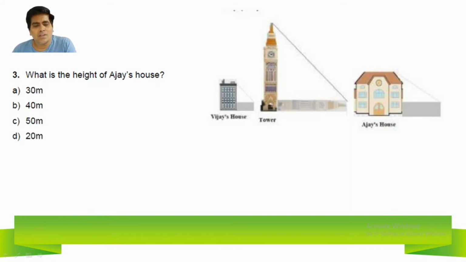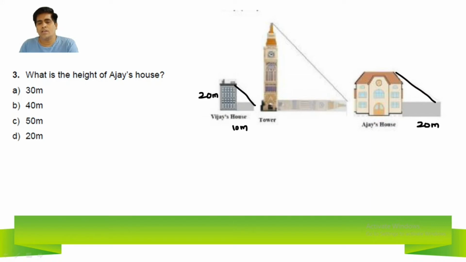What is the height of Ajay's house? Clearly, from the case study, what we noted already, 20 meters is the height of this one, and the shadow is 10 meters here. And Ajay's house shadow is 20 meters. And what is the height? We have to find the height here.